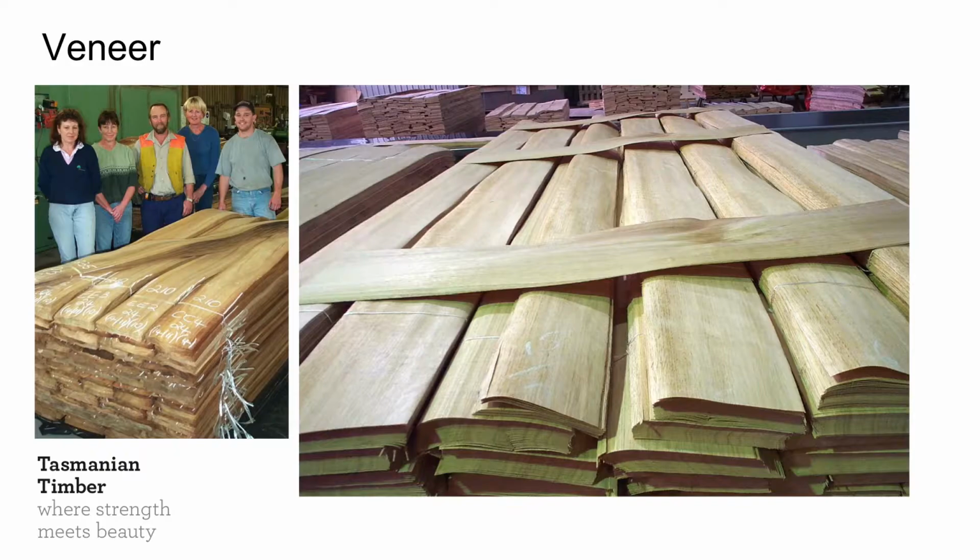There is a project later on which will show Tas oak plywood that's being used in ceilings and floors. So the next major product type is really veneers. Now, veneers, these are different than plywood manufacture.